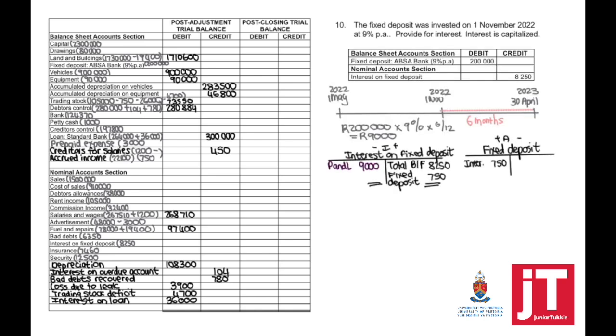Adjustment number 10, the fixed deposit. The interest on fixed deposit is added to the fixed deposit account because interest is capitalized. 750 was still outstanding because we calculated our interest for the year is supposed to be 9,000. It means that 750 must be added to the fixed deposit.